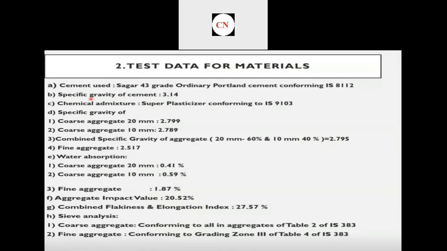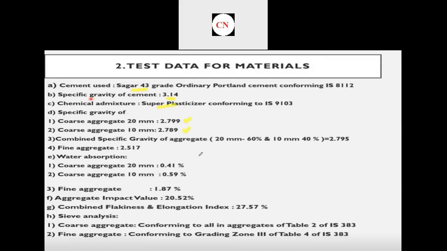So these are the test data for the materials. Cement used is the brand Sagar 43. For this illustration, we are considering this particular type of cement as an example. Specific gravity of cement is 3.14. Chemical admixture is a super plasticizer. Specific gravity of coarse aggregate of 20 mm size is 2.799, and coarse aggregate of 10 mm size is 2.789.